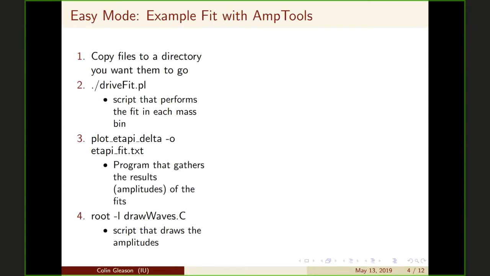Let's see, overall there are some pieces. Copy files to the directory where you want them to go. That seems pretty clear. Then you have the data that have to get divided up into all these bins of eta pi mass, and then you need to do a fit in each individual bin, and then collect all the results from all those fits and analyze them. I think there's a picture here.